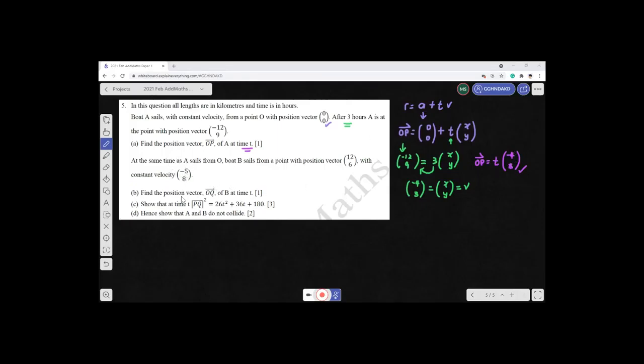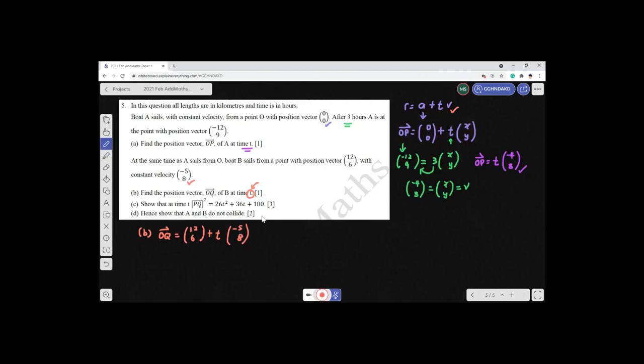The same goes for B. B is relatively more straightforward. They say find the position vector of OQ. So we also apply the same formula. a, the starting point. They say B sails from this point, 12, 6. So I start with 12, 6 plus the time, which I do not know because they say at time t, you are required to put t. So t, and the velocity is already given, -5, 8. That's how you get 1 mark.